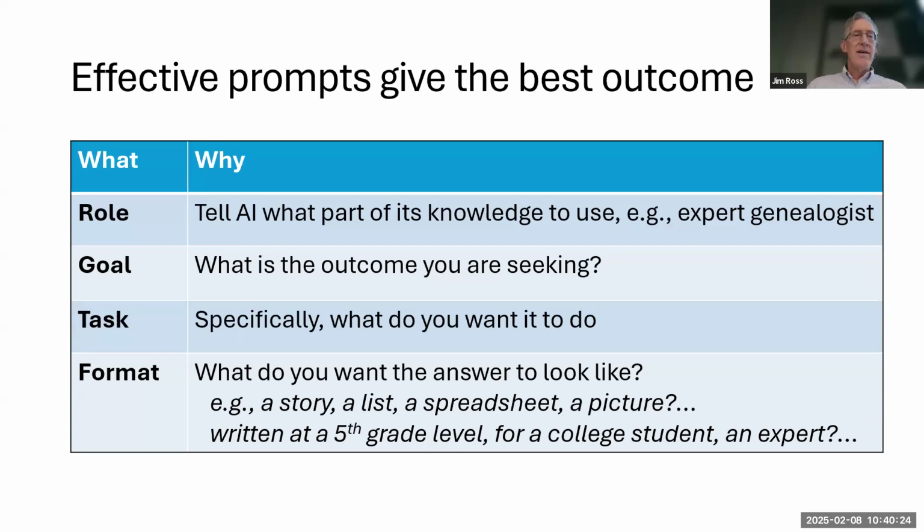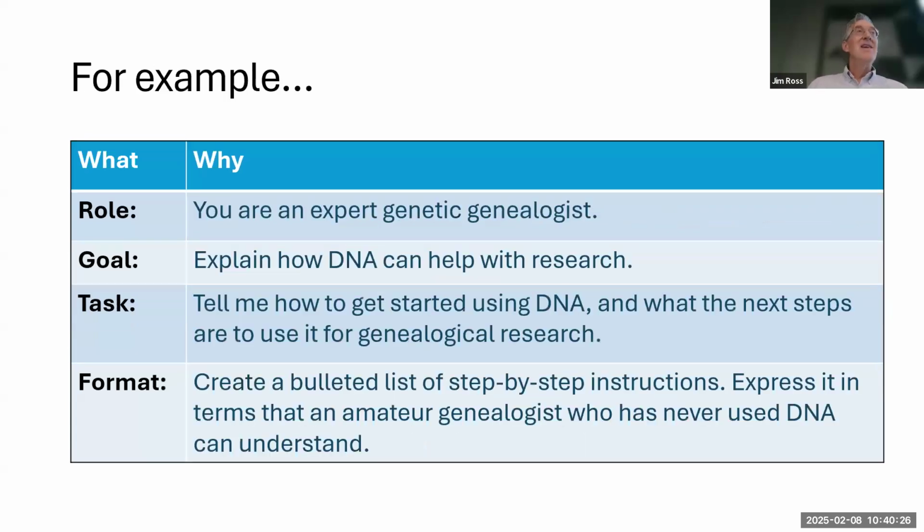So, all right, a role, a goal, a task, and a format. Here's an example prompt. My role is, I'm telling AI, you are an expert genetic genealogist. Explain how DNA can help with my research. Tell me how to get started using DNA and what the next steps are to use it for genealogical research. And then create a bulleted list of step-by-step instructions. Express it in terms that an amateur genealogist who's never used DNA can understand.